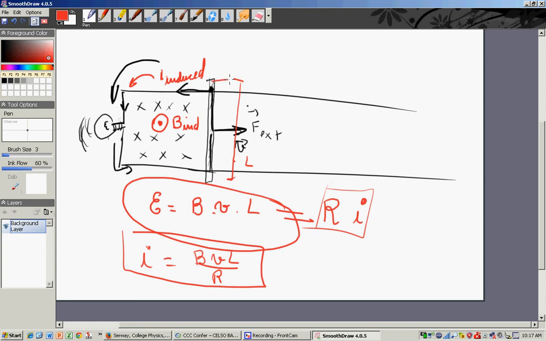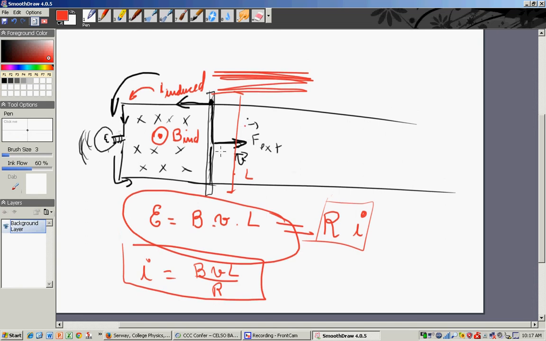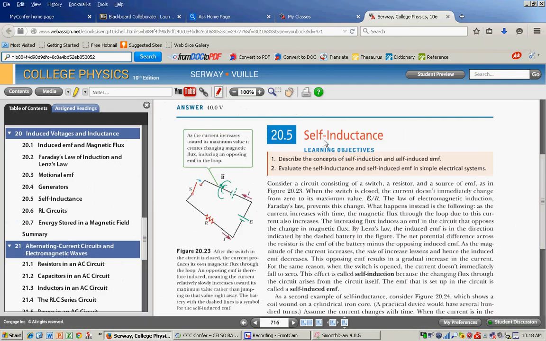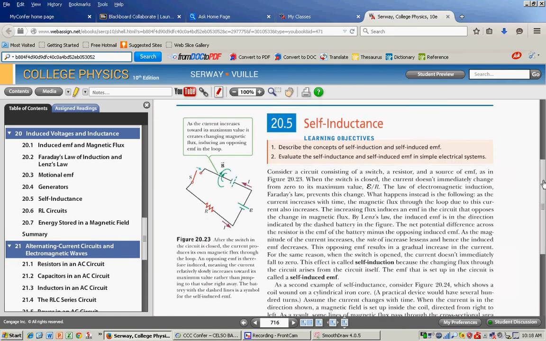Good enough? Now remember, we are going to study AC. What if we have a system that allows this bar to go back and forth, back and forth? If you design a circuit like that, or an engine like that, or a generator like that, then your current would go back and forth. The direction would be changing all the time. So we have an AC circuit or system. Okay.